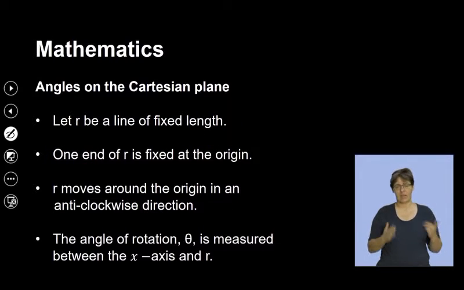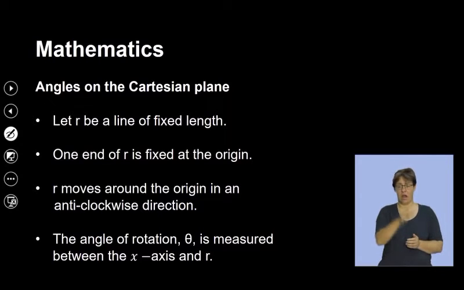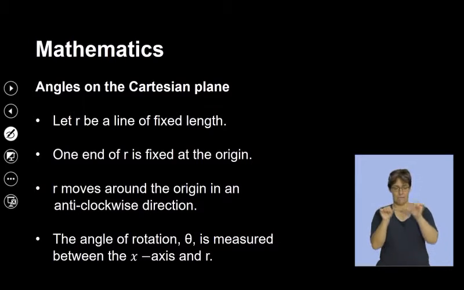Now, with angles on the Cartesian plane, we're just going to look at this again. Remember, we said r becomes our fixed length, and one end is at the origin. Remember, the origin is where they are intersecting. It moves in an anti-clockwise direction when we are trying to measure the angle between the x-axis and the r.